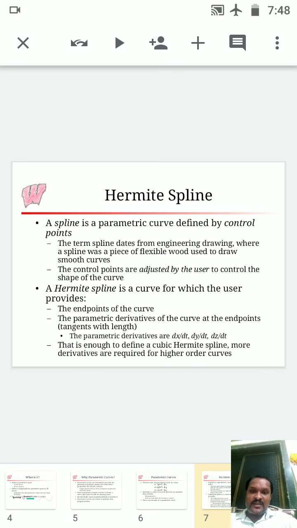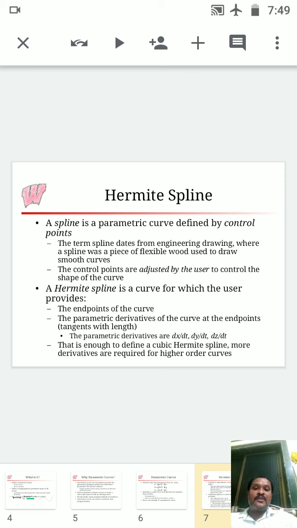Here we can draw very simple, smooth curves. The Hermite spline curve is one for which the user provides the endpoints of the curve. The endpoints are very important: the starting point is x0. The end point is also very important, because if the curve is extended continuously, we may have to increase the number of control points also. So that is very important here.